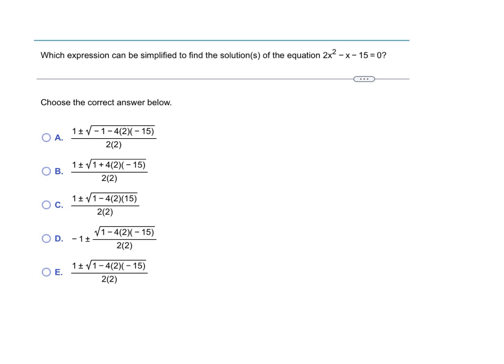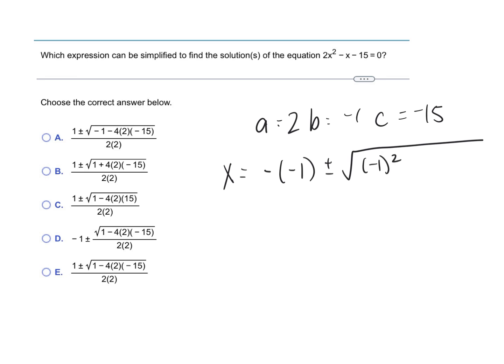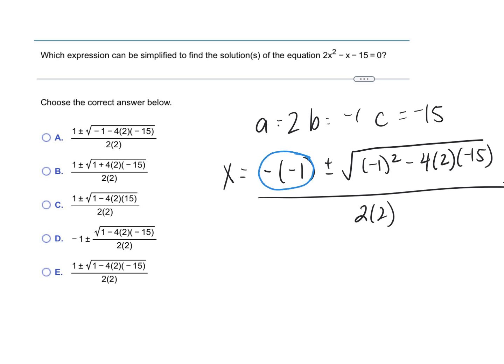So we know that A is 2, B is -1, and C is -15. So we have x equals negative b plus or minus the square root of b squared minus 4 times 2 times -15, all over 2 times 2. So the first thing I notice is that this -1 can become +1. So I'm going to change that to just 1.